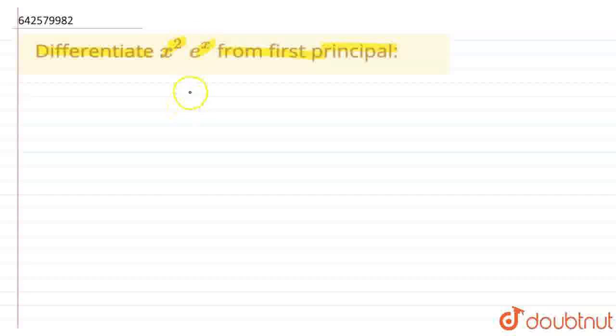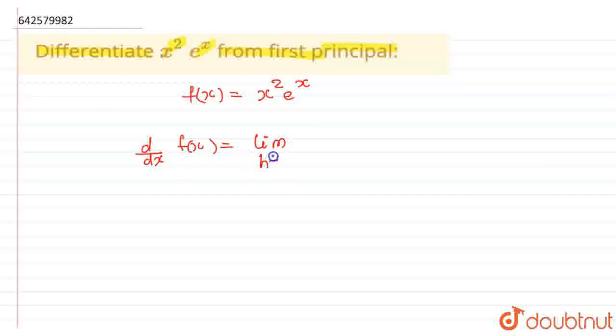So I can write the given function as f of x, which is equal to x square e to the power x, right? Clear up to now? So now we have to solve using first principle. So I can write d/dx of f of x, which is equal to, using first principle, limit h tends to 0, this function would be f of x plus h minus f of x upon h, right students?